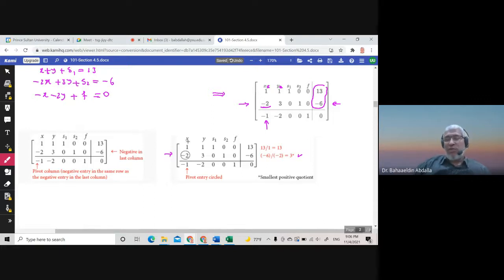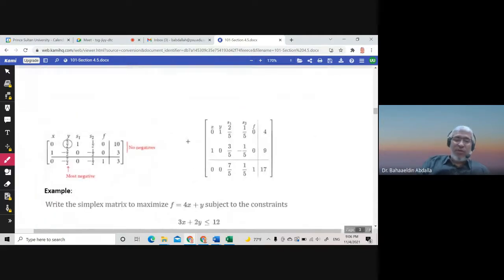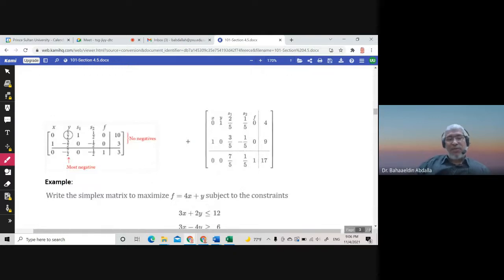So this is a new method of pivoting. We use it when we have a negative number in the last column. We make it 1, divide row 2 by negative 2, and then we use it to make the other two numbers zeros, and we get this matrix. If we still have a negative number in the last column, we do the same pivoting method again. But if there are no negative numbers here, we go back to our old method, and we look at the indicators. If there is a negative number in the indicators, it will determine the pivot column.